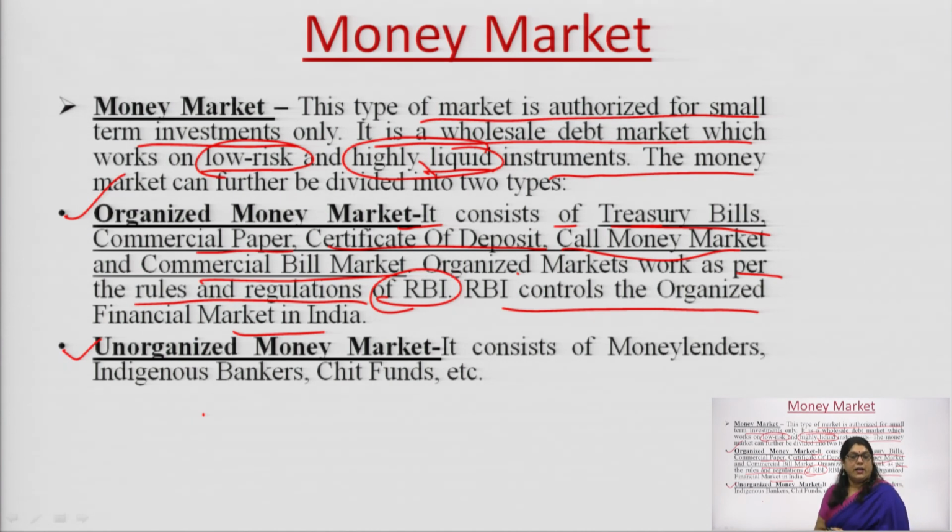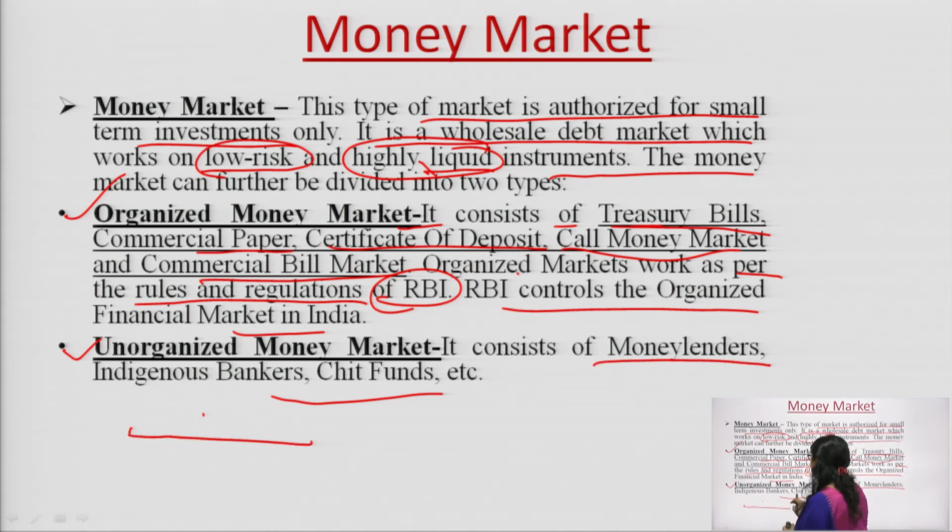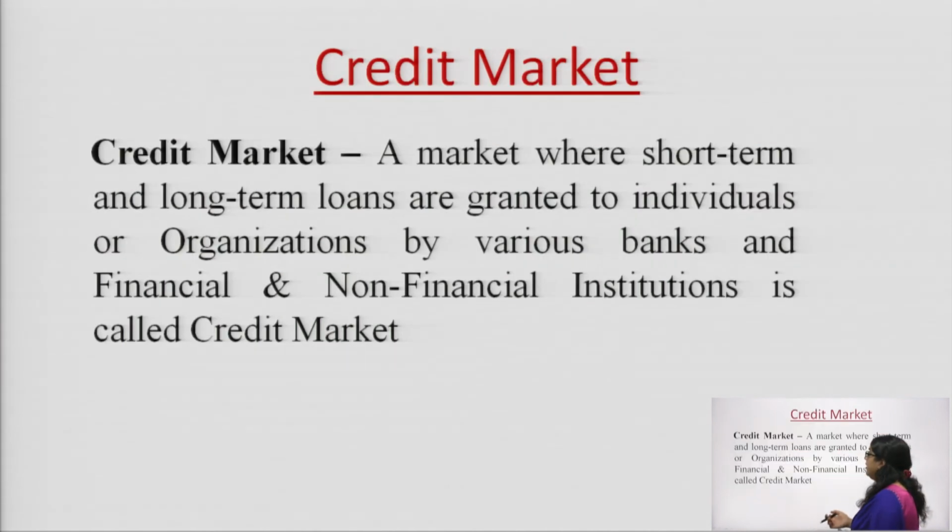In the previous lecture, I also explained this thing. The RBI has the right to give feedback and strategies and to make the regulations for the banking sector. Now, moving further, we have the unorganized market. The unorganized market has examples like money lenders, indigenous bankers, and chit funds. These are the unorganized ways to collect funds. There are no such guidelines governed by the RBI.